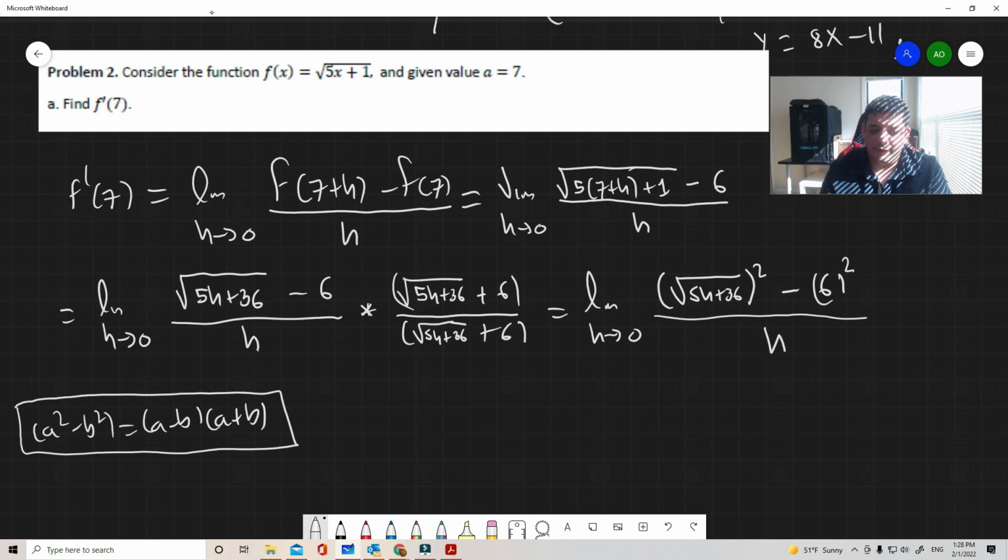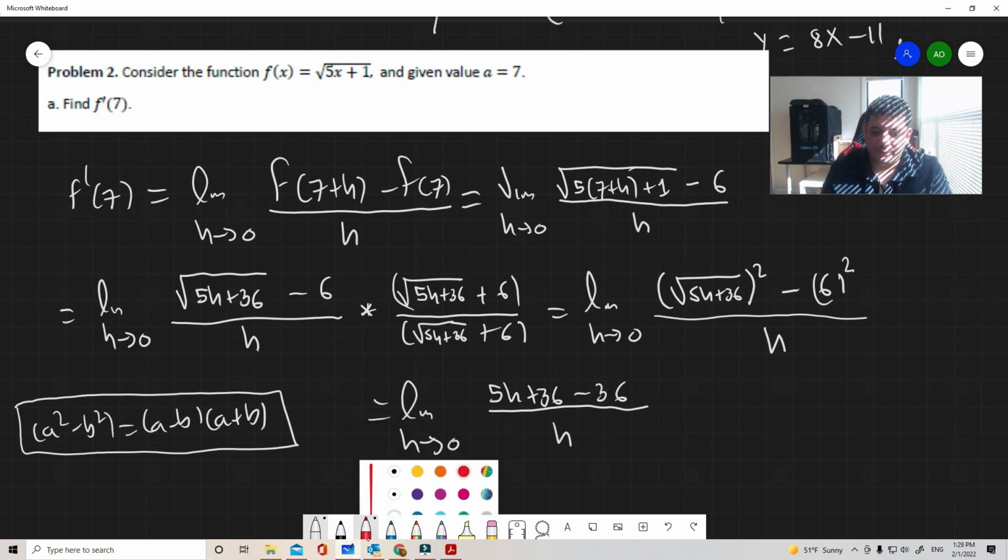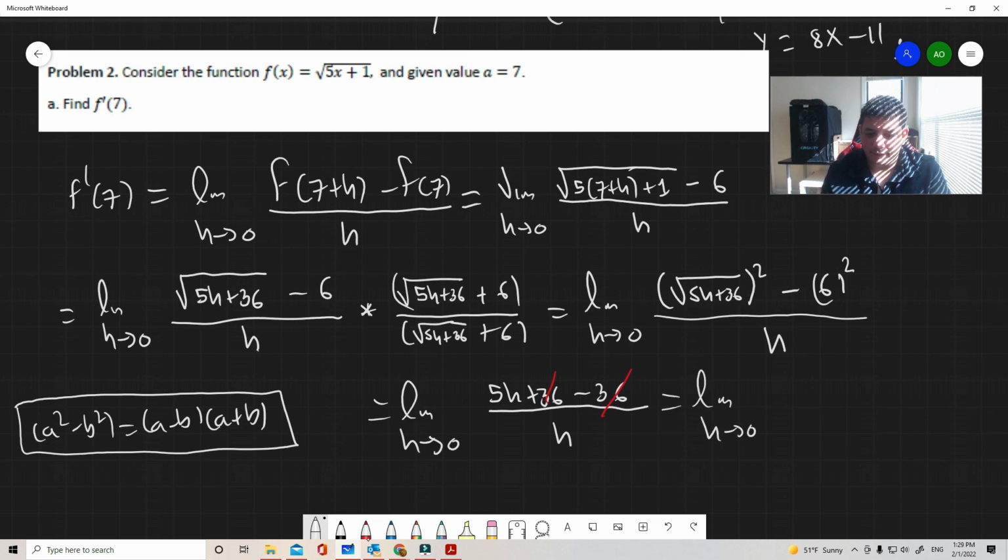Now at this point, since I can get rid of the root, we get the limit when h goes to 0, and this produces 5h plus 36 without anything in the way, and 36 is 6 squared. So now I'm going to get to cancel that 36 as well, and my final limit is going to be 5h over h, which clearly is going to produce the limit when h goes to 0 of 5, which is going to be 5. Okay, so in this case, f prime of 7 is 5.